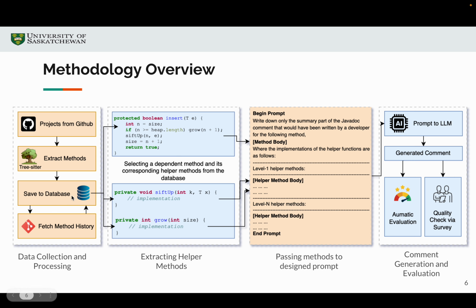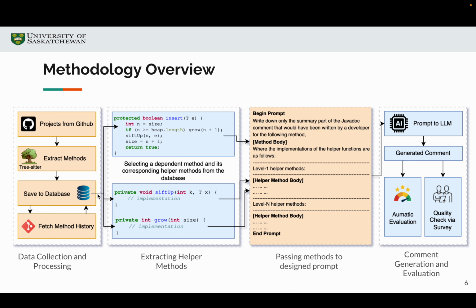We used MongoDB for our experiment, and for each method we then fetched the method history to see how many commit changes or author attribution changes happen between independent and dependent methods to get the results of RQ1.